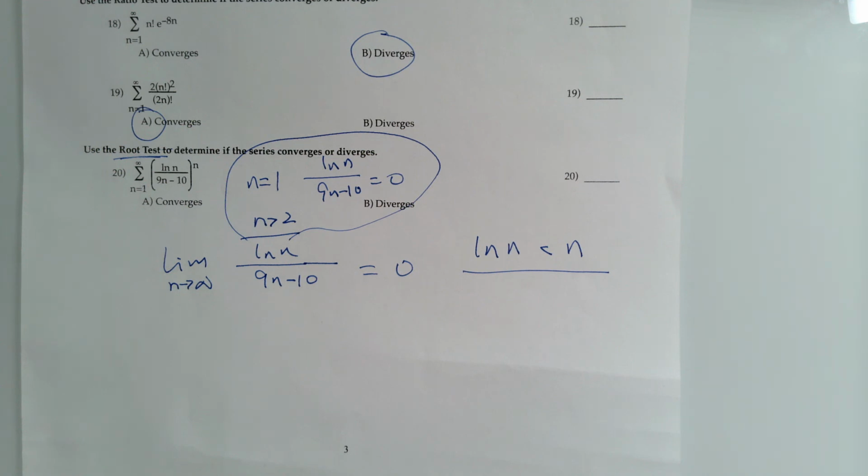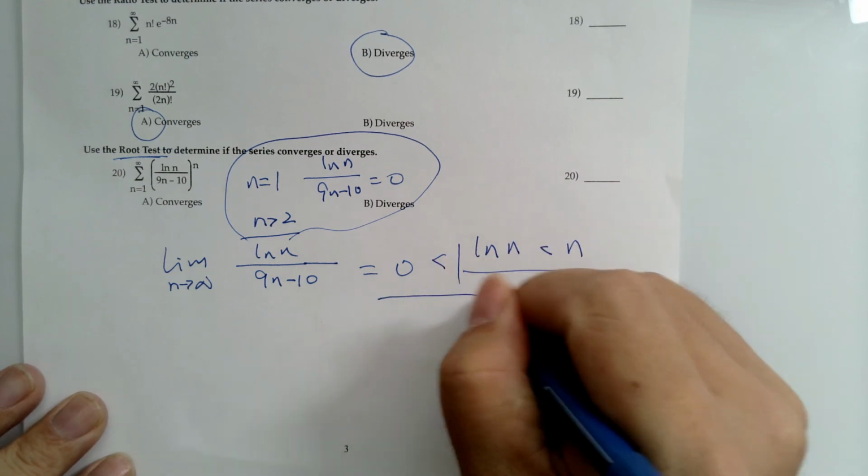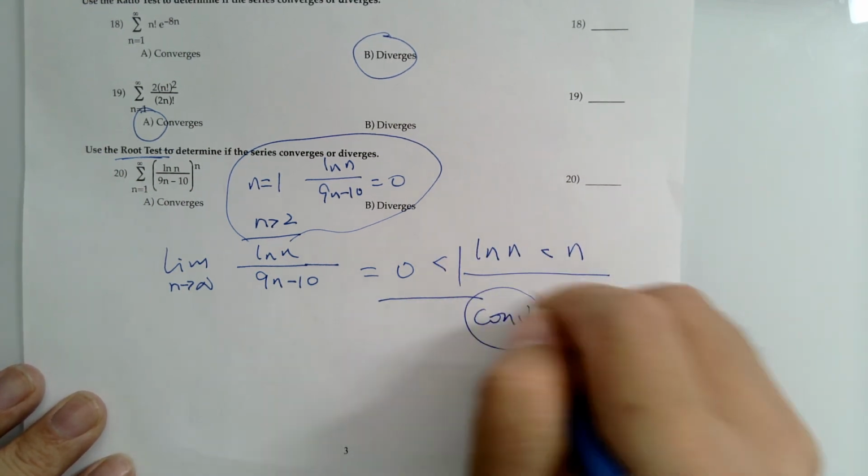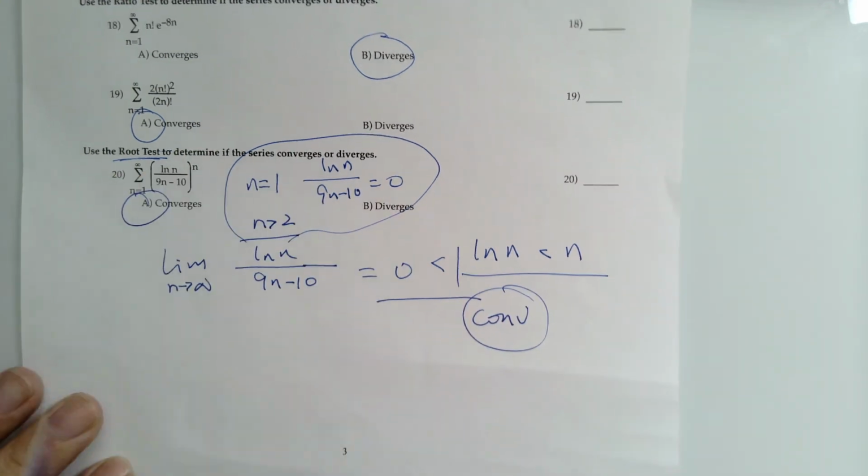Oh, excuse me. I need some coffee. When this capital L is 0, it's definitely less than 1. So we're good to go. So this is convergent. So that finished the whole story.